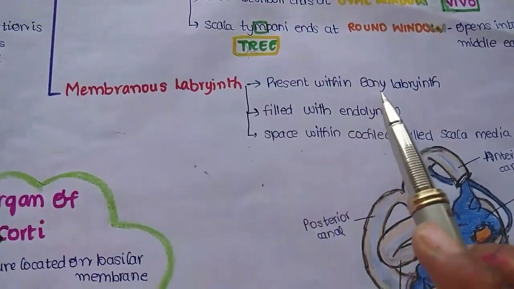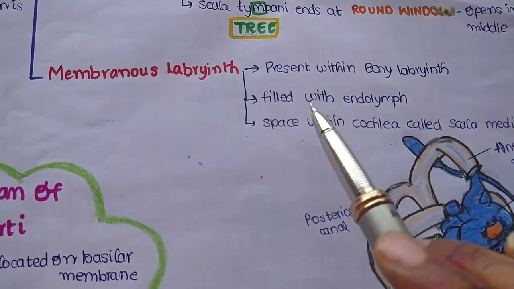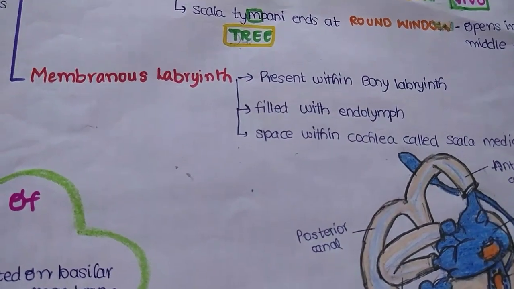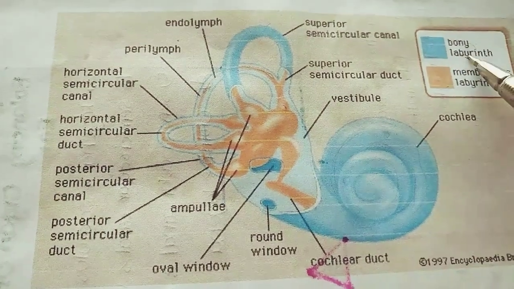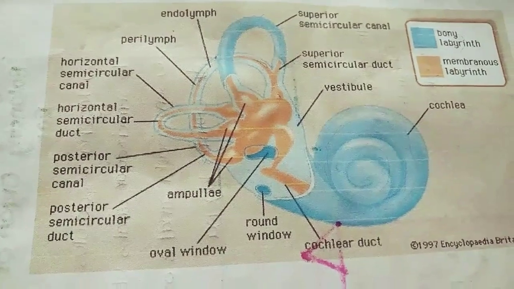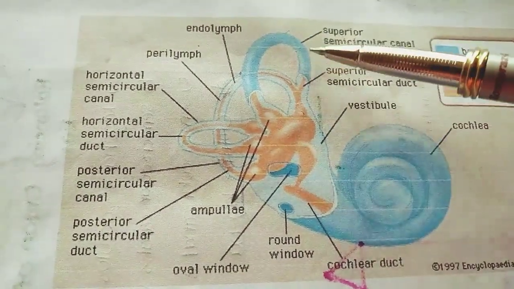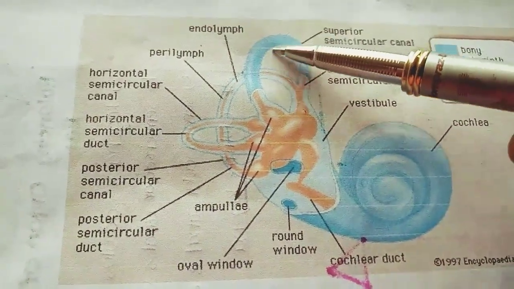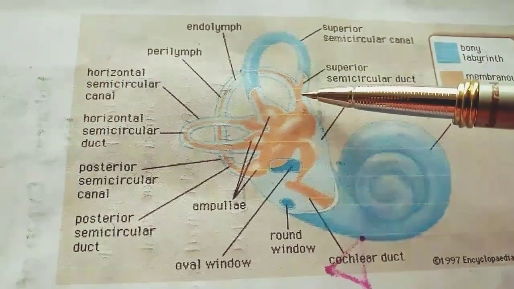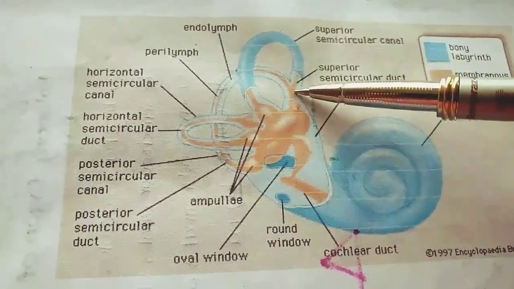Membranous labyrinth is present within the bony labyrinth and it is filled with endolymph surrounded by the perilymph. Here the blue is bony labyrinth and orange is membranous labyrinth. These are the canals. This is bony labyrinth, blue colored part, and within the bony labyrinth we are having orange colored part, that is membranous labyrinth.